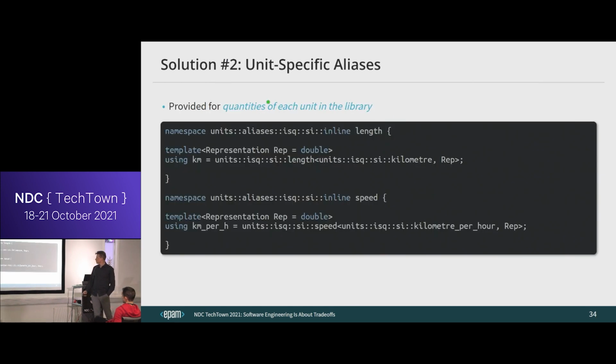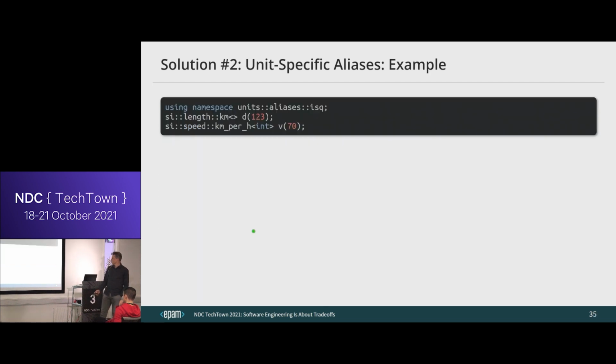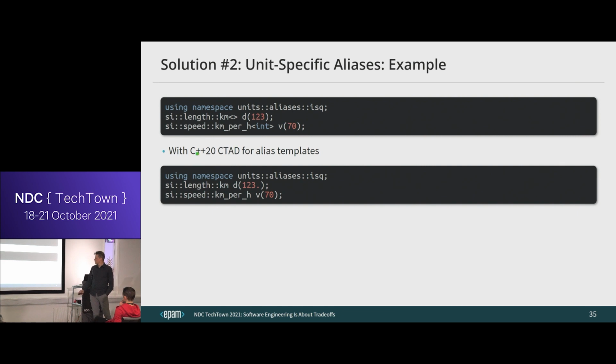So maybe solution number two. They are called unit-specific aliases. So we provide an alias for each unit, not only for each dimension. So we say that using km is length of kilometer in representation. The representation is provided here as a parameter, by default double. And the same for kilometer per hour. With this, we can type something like that. I did here a using directive, and I have si::length kilometer, default double, si::speed kilometer per hour of integer. With C++20 class template argument deduction, this actually works. This one will deduce double from the initializer, this one will deduce integer.